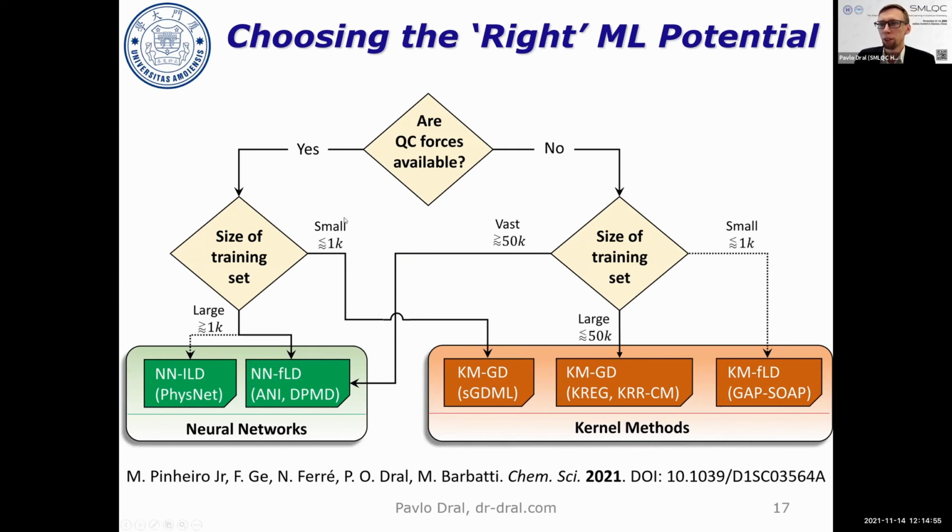But if you get to larger training sets, then you do need some approximations in kernel methods. You can also make them faster, but from a practical perspective, it will probably be much easier to just use a neural network. The boundaries here are not strict, but this is a general guideline.